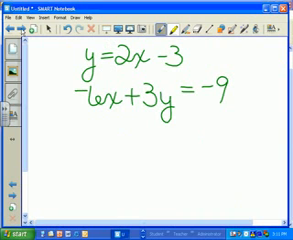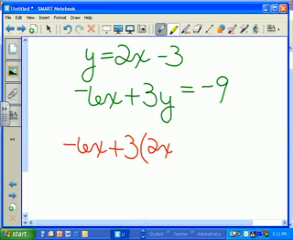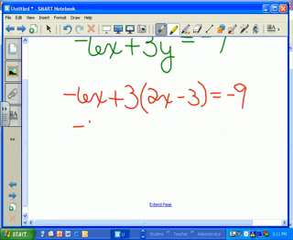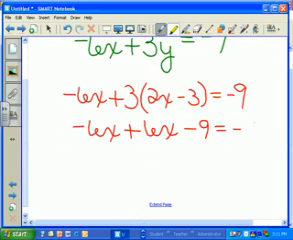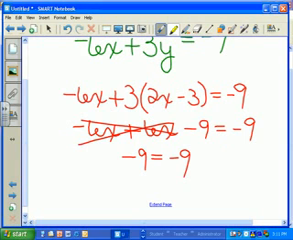Guess which method we're going to use here? Easy, right? It's already set up for substitution. So now we'll say negative 6x plus 3 times, we know what y is, 2x minus 3 equals negative 9. Negative 6x plus 6x minus 9 equals negative 9. What are we left with now? Negative 9 equals negative 9 because negative 6x and 6x canceled each other out. Is that true or false? That's true, right?